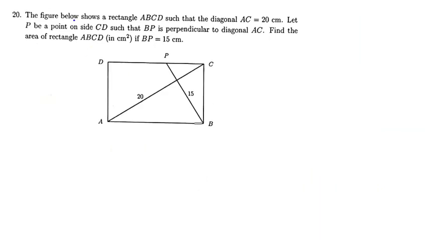Okay, let's solve it here. The figure below shows a rectangle ABCD such that the diagonal AC is 20. Okay, let P be a point on side CD such that BP is perpendicular to diagonal AC. Okay, it is 90 degrees. Find the area of rectangle ABCD if BP equals 15.